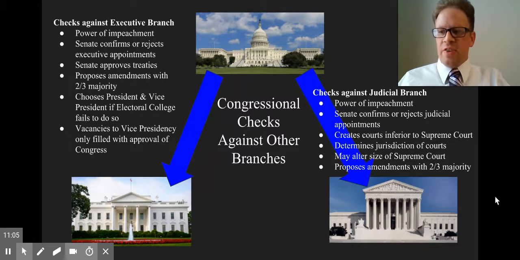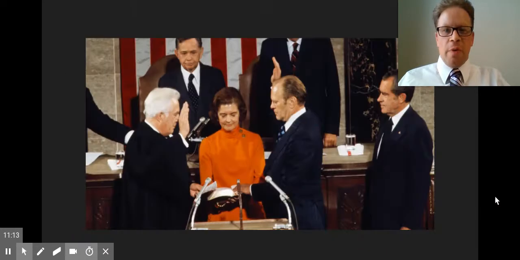If there is a vacancy in the vice presidency, both houses of Congress must approve the president's vice presidential nomination by a majority vote. This was actually passed as part of the 25th Amendment. Before that, there was actually no way to fill a vice presidential vacancy.